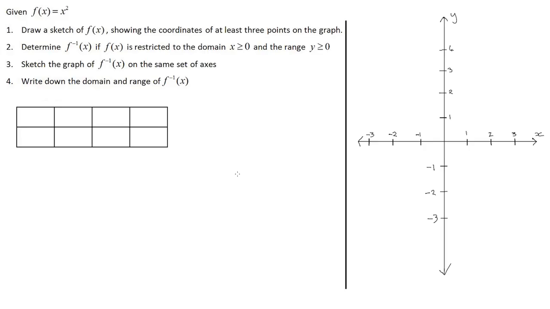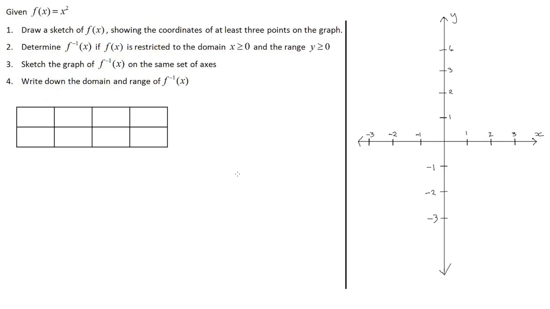The first question is to draw a sketch of f of x showing the coordinates of at least 3 points on the graph. So, okay, how do we find those 3 points? We can do it using the intercept method, or we can use the table method. I'm going to use the table method because students seem to be much more comfortable with the table method.